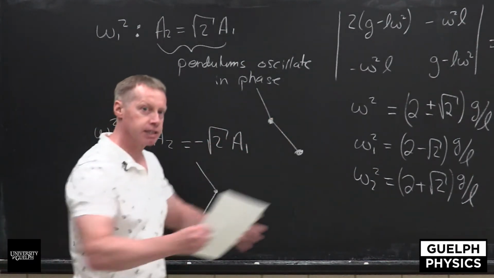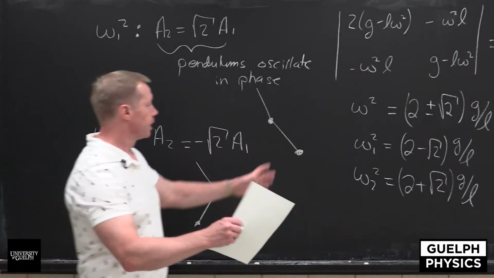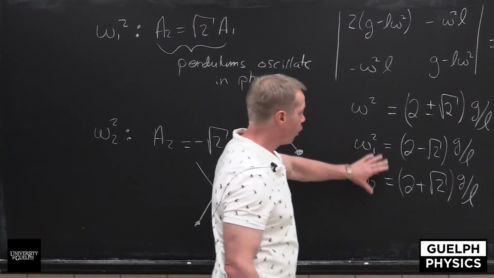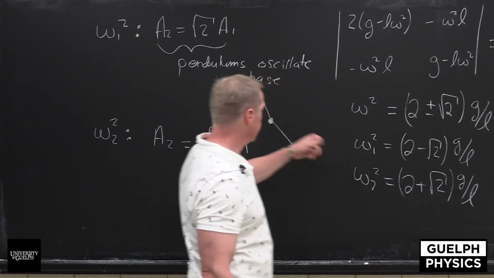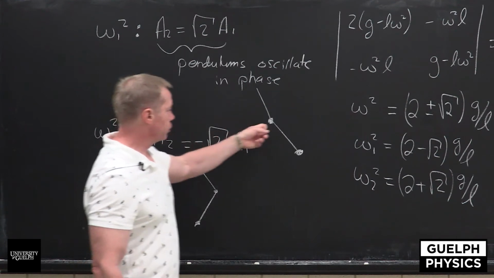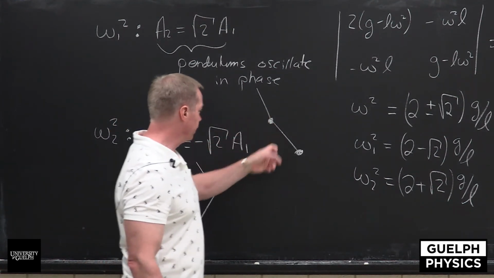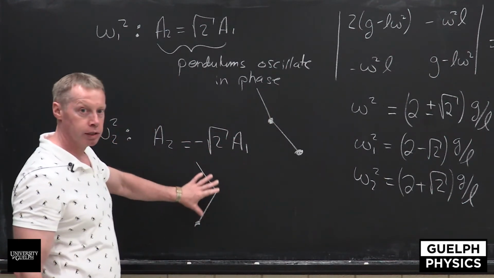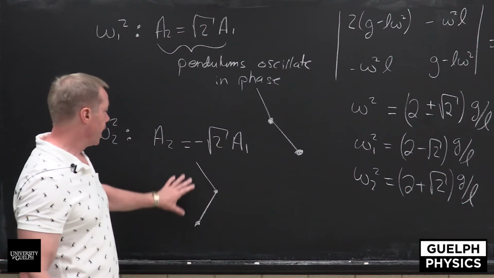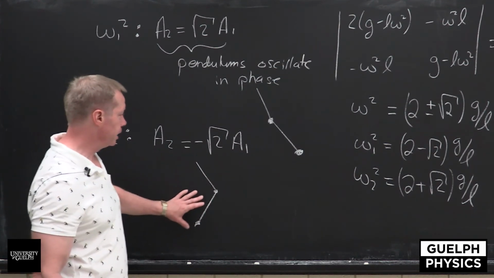Getting all the masses to move together is always your lowest frequency mode, with the two masses moving in phase. The higher frequency mode is always out of phase. And that's exactly what we see here.